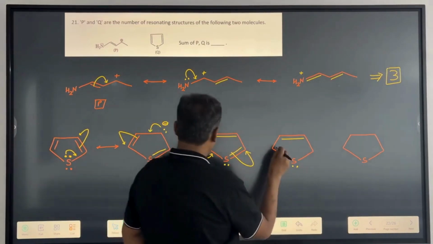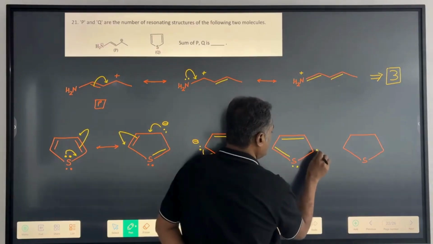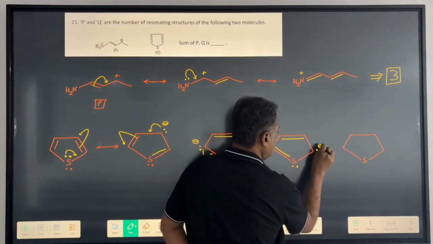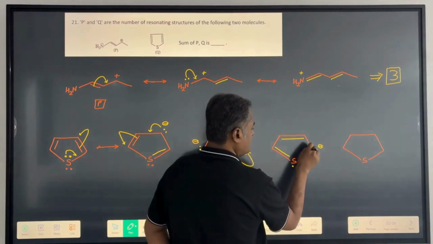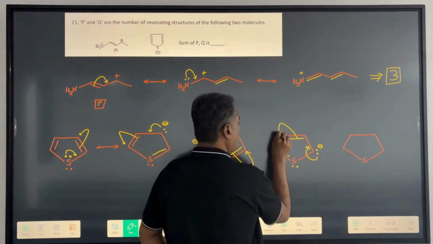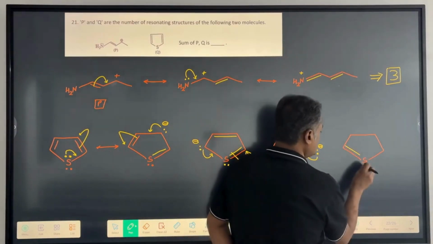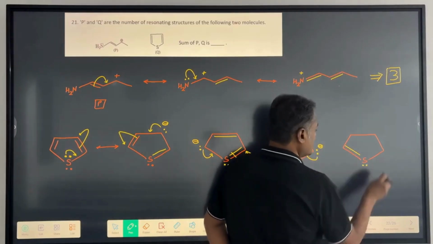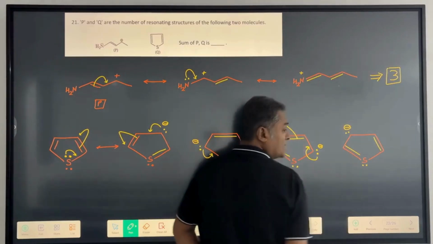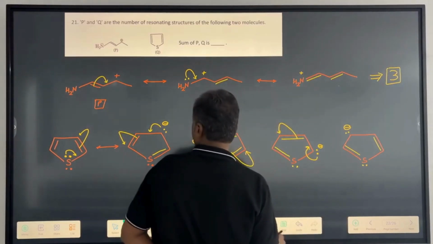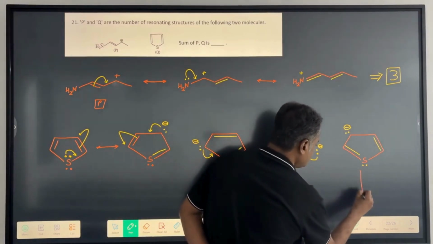Now next is this lone becomes pi and pi will become a lone. Now again negative charge is alternate to pi bond, so lone pair will become pi bond and pi bond will become a lone pair. So these structures will remain as they are, this pi bond as it is, lone will become pi and pi has become a lone pair. Now one last structure you can write for this, one more structure, and that's this one.